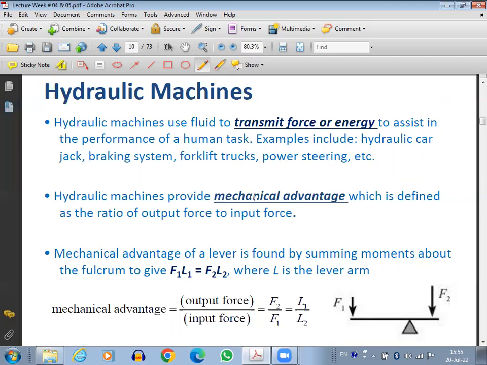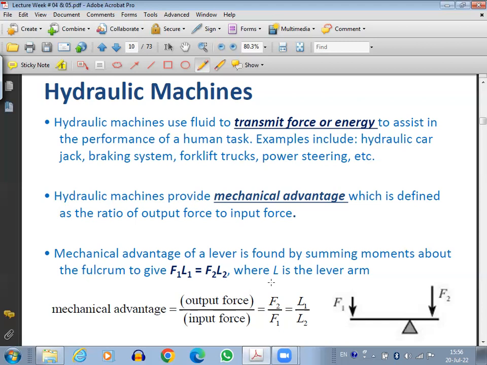The thing is that using hydraulic machines, we have the mechanical advantage. Mechanical advantage means now I do not need to do all the work. I will do some of the work, and then a lot of work would be done by the machine itself. So hydraulic machines provide mechanical advantage, which is defined as the ratio of output force to the input force. So our input force required becomes significantly less.